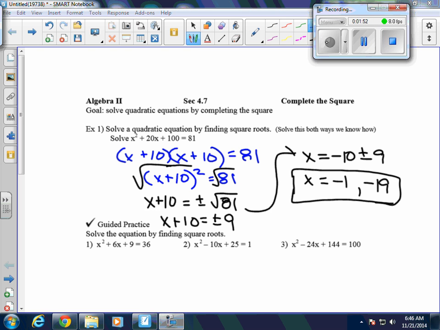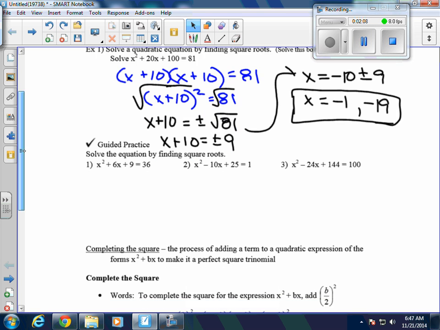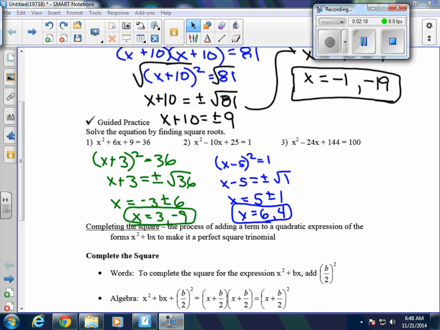So that's how we solved quadratic equations in the last couple days. We've been given an equation in this form, and we have solved them. What we're going to do today is talk about another way to do that same problem. But before we do that, let's practice a couple of those. Let's do questions number 1 and 2. So there are your answers for 1 and 2.